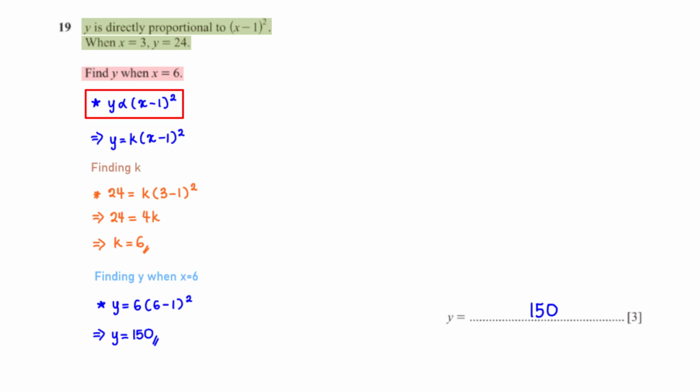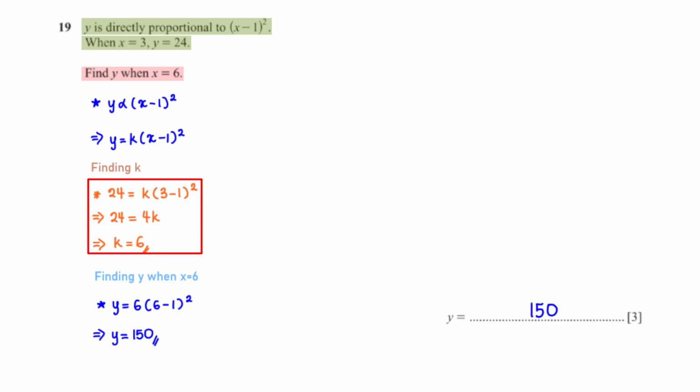This can be rewritten as y is equal to a constant, which we are going to call k, times (x minus 1) squared. We need to find k. To get k, we plug in the values of x and y given in the question. So we have 24 equals k times (3 minus 1) squared. 3 minus 1 squared is 4. When we divide both sides by 4, we get k equals 6.